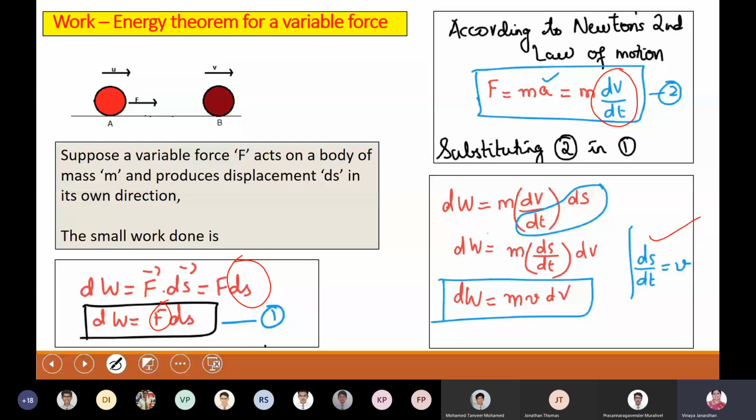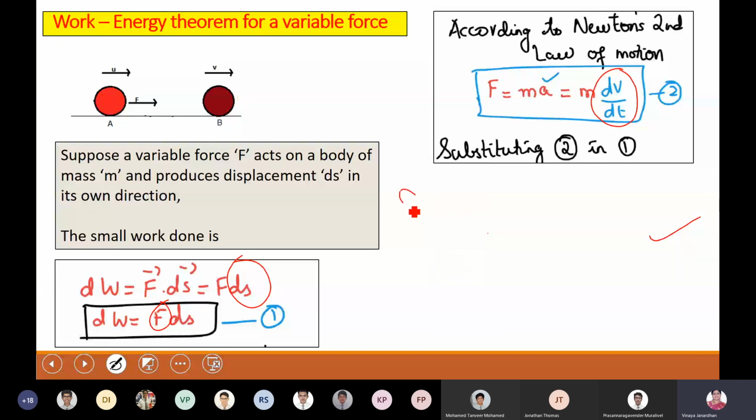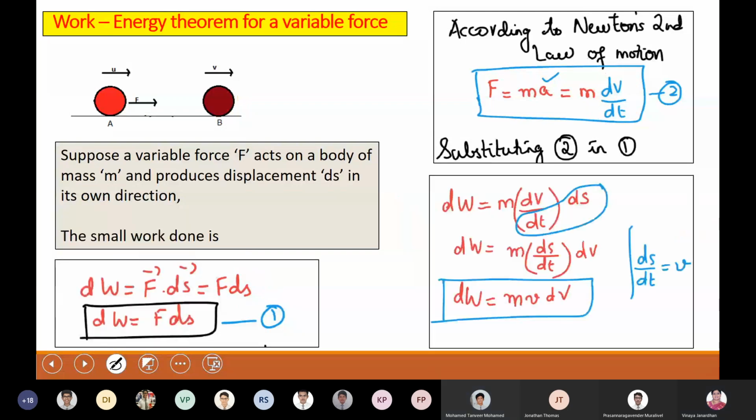So my expression becomes m into, if you feel it difficult, I'll do this. So dw becomes equal to m dv by dt into ds. Ma'am, we understood where you're going. So now dw becomes equal to mv dv. This is the work done in moving the body through a smaller displacement.